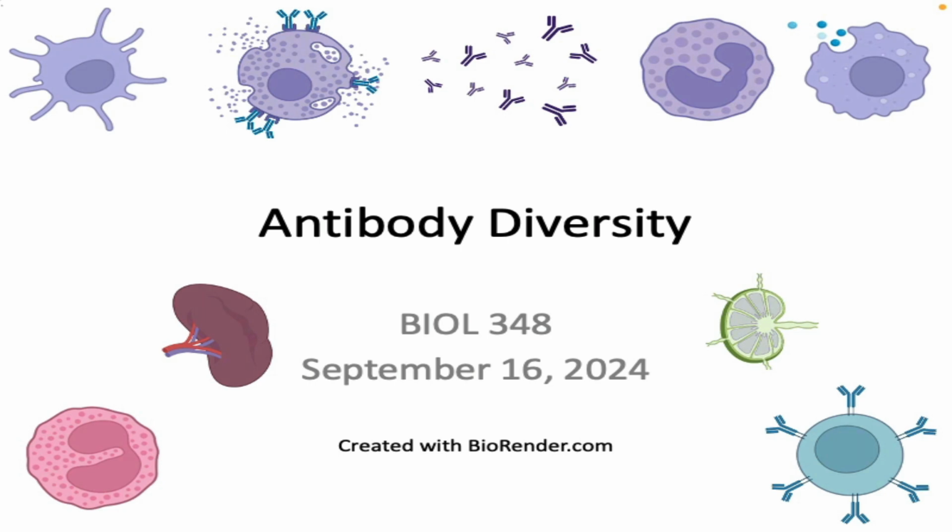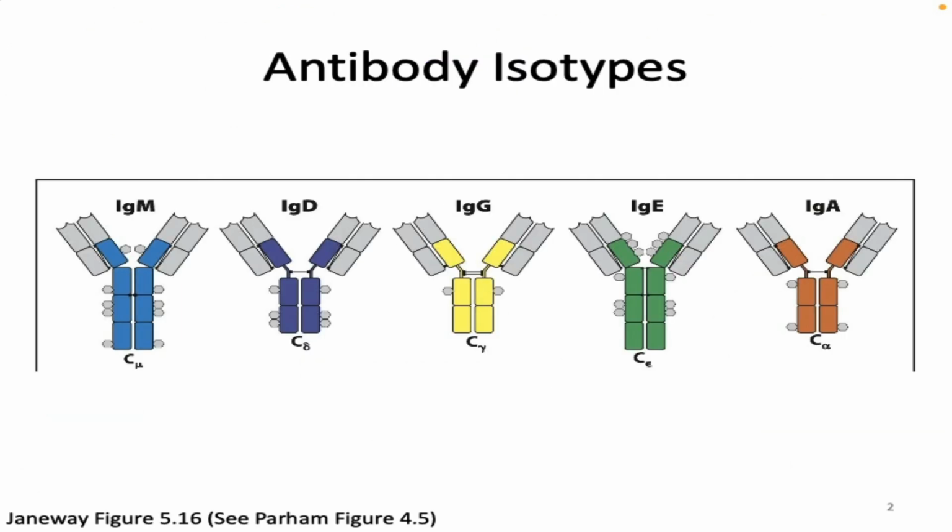Today we're going to talk about aspects, like I said, of some details with antibody function, but also some details related to antibody diversity. If you recall, last time I told you about our 5 antibody isotypes, IgM, IgD, IgG, IgE, and IgA, which vary based on their heavy chain constant regions.